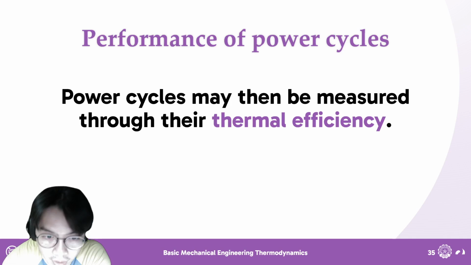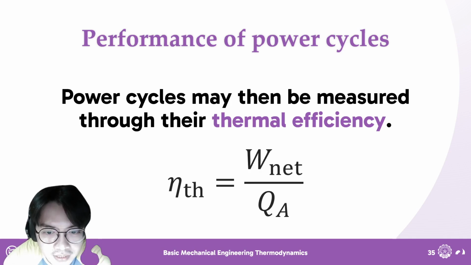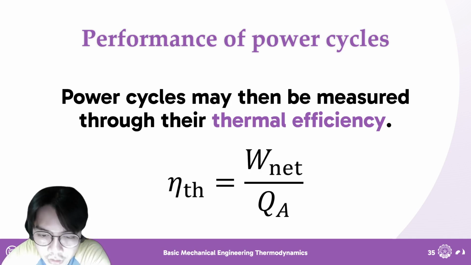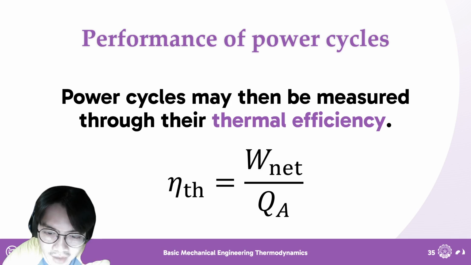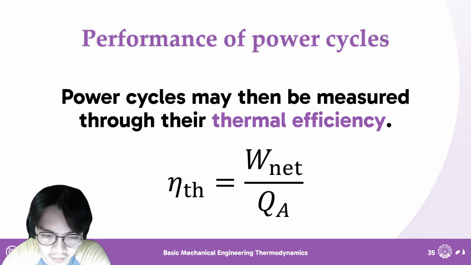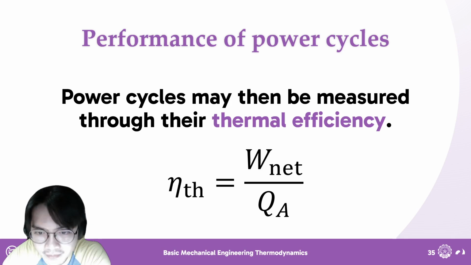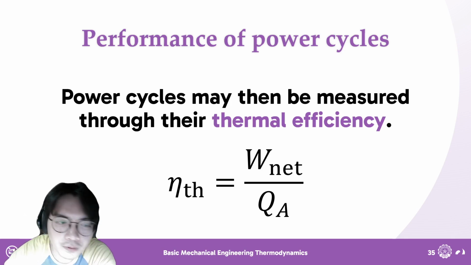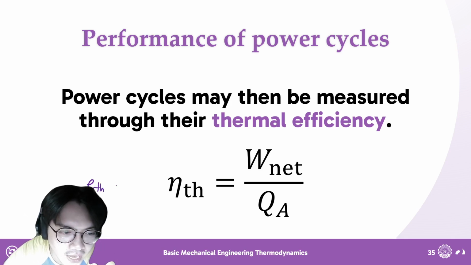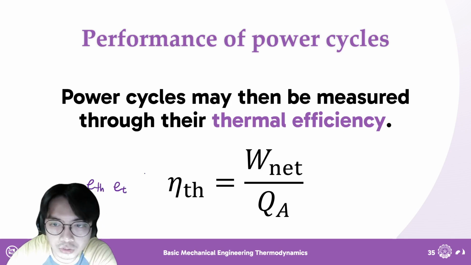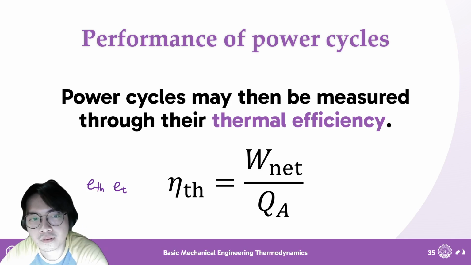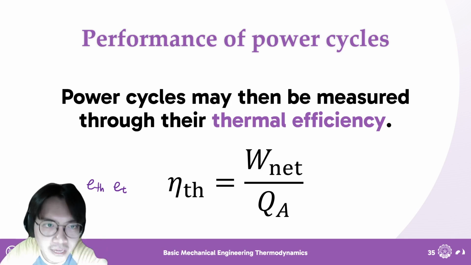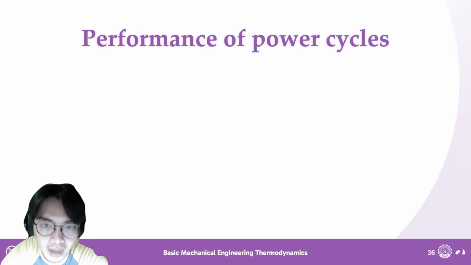You're expecting work. Therefore, thermal efficiency is defined as the work you generate, all over divided by the heat you add. Right? Eta TH, TH for thermal. Some people do it ETH. That's fine. Some people do it ET, which is also good. Okay? That is how we measure the performance of these power cycles.